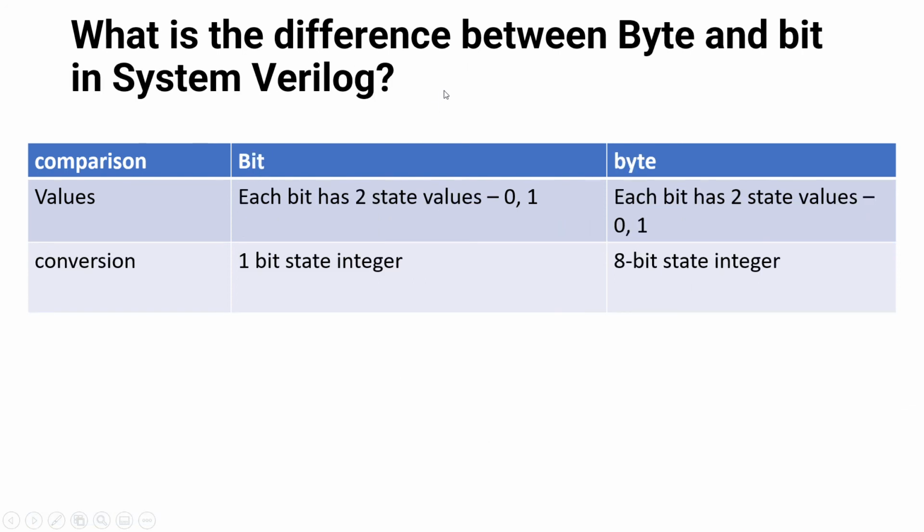Bit and byte, I think this is very basic logic design. Both are two-state values, zeros and ones. Bit is a 1-bit state integer. Byte is an 8-bit state integer. That's the main difference between bit and byte.